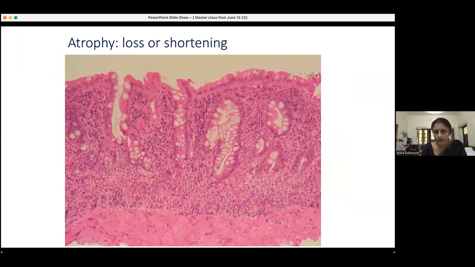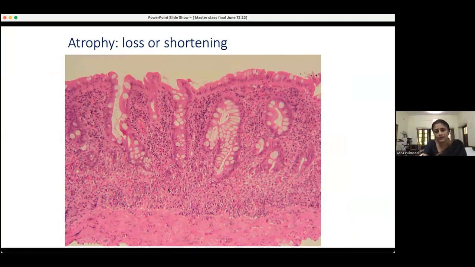Atrophy is either the loss of crypts, and unlike in the stomach where atrophy is loss of glands, in the colon, more than loss, you get shortening of the crypts. So normally the base of the crypt should extend up to the smooth muscle here, the muscularis mucosa. But here you see all the crypts are uniformly ending about a third of the distance from the muscularis mucosa. So they've all become shortened.